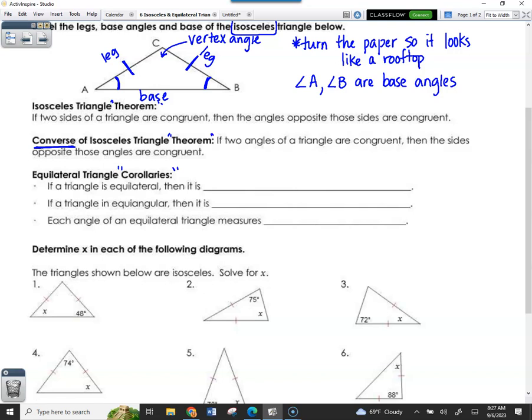If a triangle is equilateral, then it is equiangular. Sounds like a really weird word, but it is a word. And what does it sound like it means? If it's equilateral, it's equiangular. What does that sound like? All the angles are equal. If a triangle is equiangular, then it's equilateral. You notice how these two just switched?